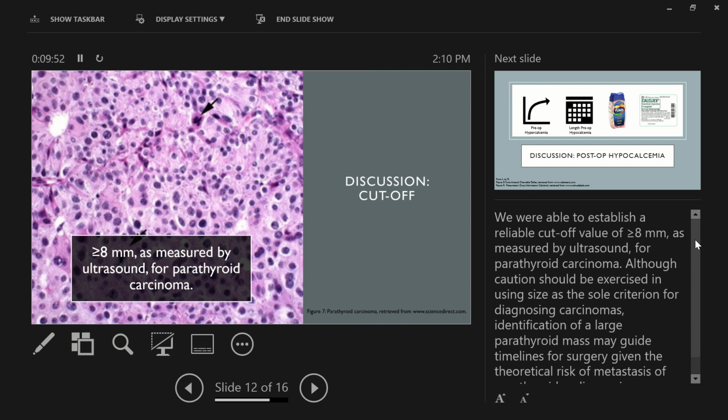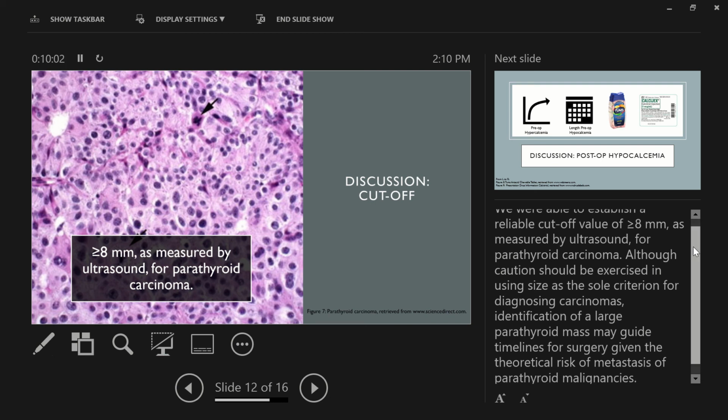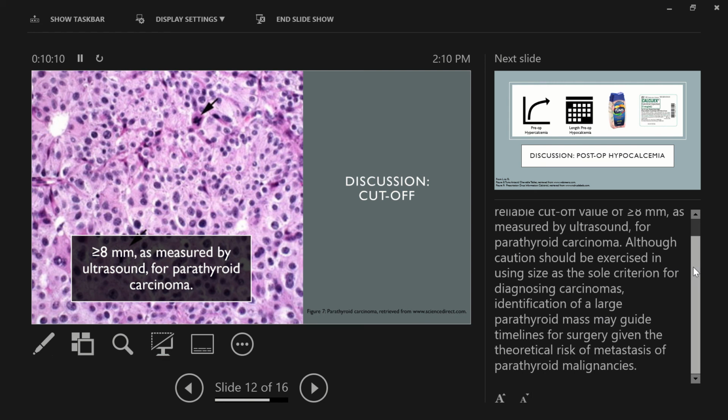And then in terms of a cutoff, we were able to establish with our receiver operating curve and the area under the curve that there could be a reliable cutoff value of greater than or equal to 8 millimeters as measured by ultrasound for identifying, with some statistical significance, that it was a parathyroid carcinoma. Although, we're still going to express caution here that we should exercise caution in using size as the sole criteria for diagnosing carcinomas.